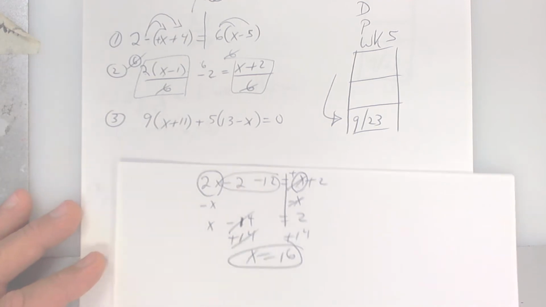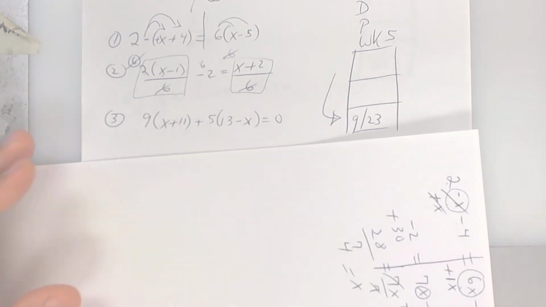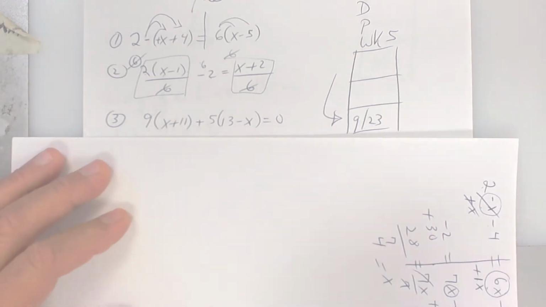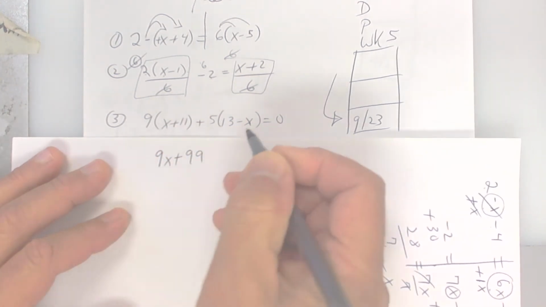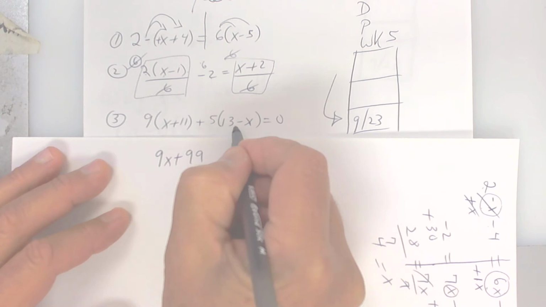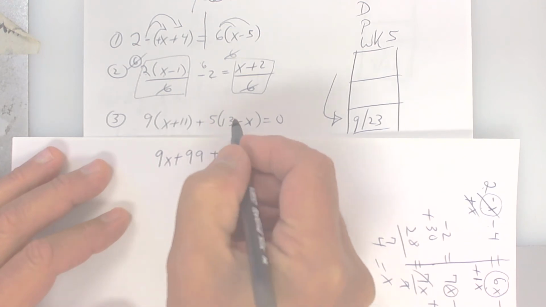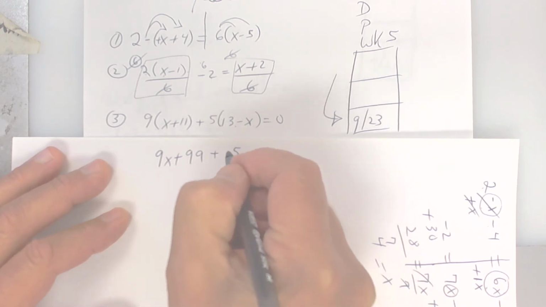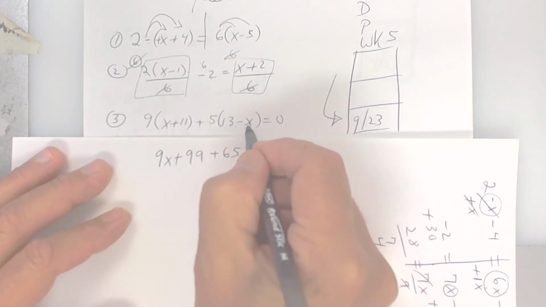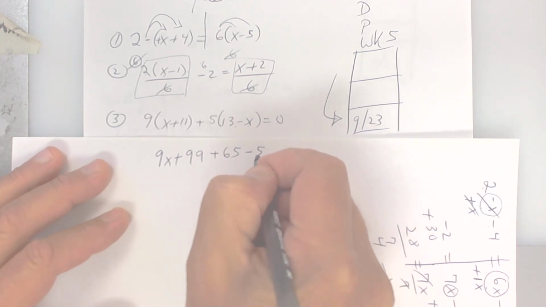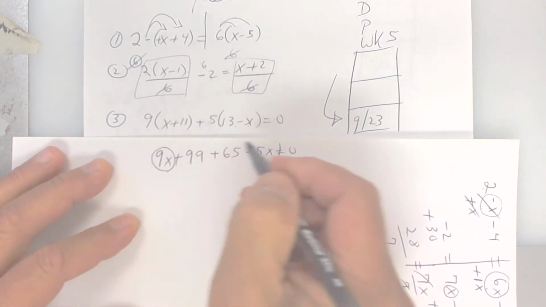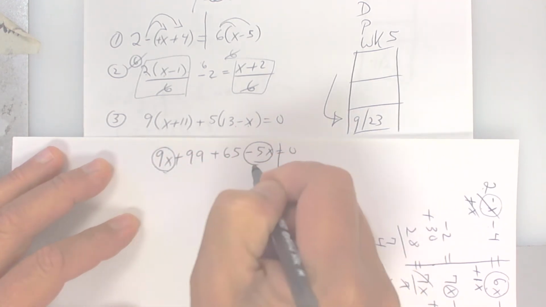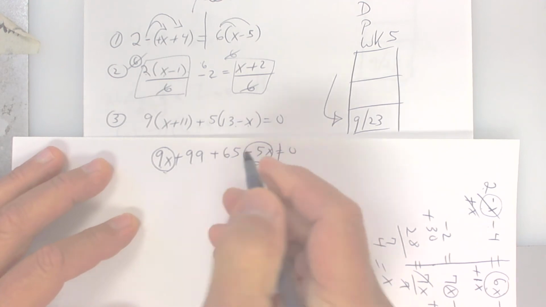All right, number 3, last one. We're going to distribute. So we get 9x plus 99. And then 5 times 13, so that's going to be a plus. I think it's 65. And then 5 times that is a negative 5x equals 0. Draw your line. Here you have x's on the same side, so you can combine them. So 9 minus 5 is 4x.